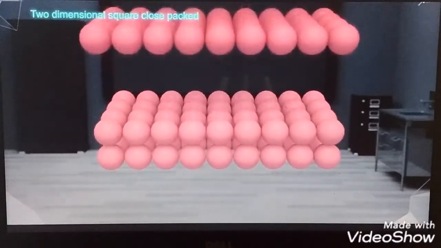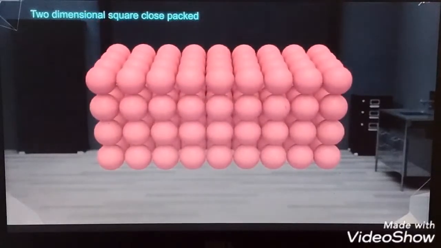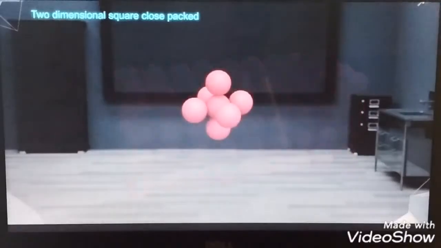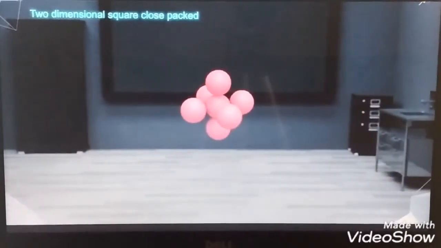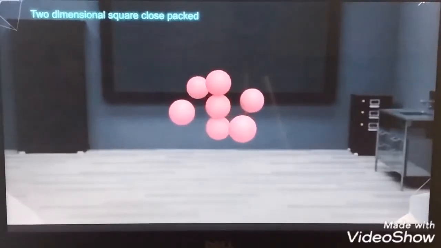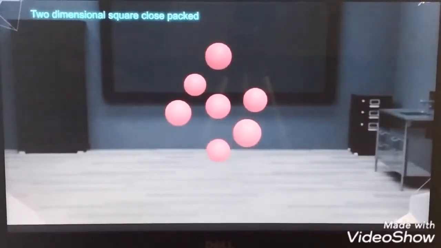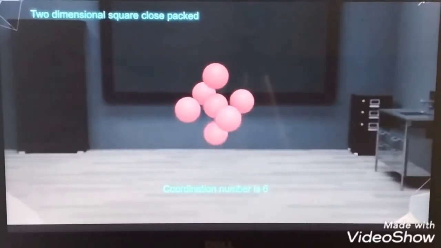On arranging layers one after the other in this pattern, we will observe that each sphere is in contact with 6 other spheres: 4 from the same layer, 1 from the layer above and 1 from the layer below. So, the coordination number is 6.